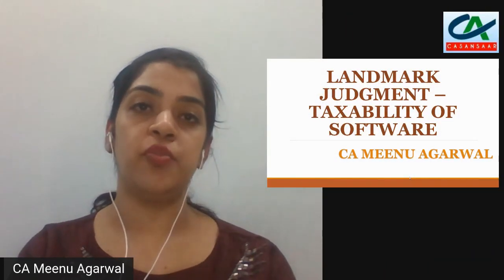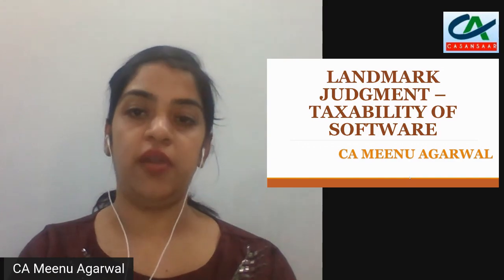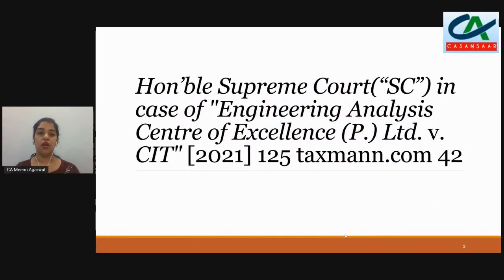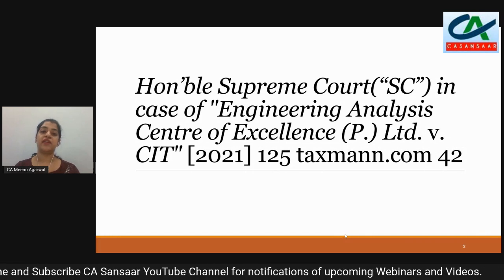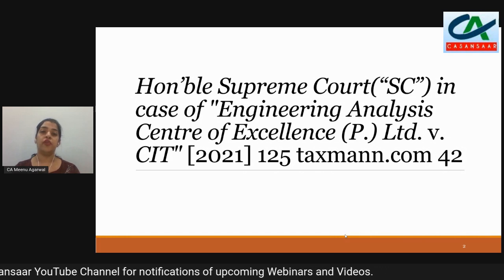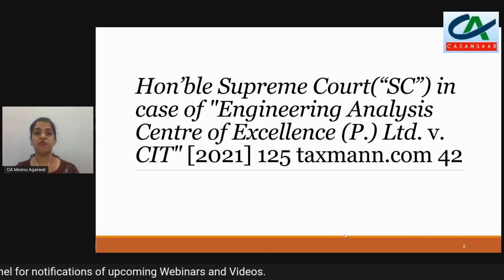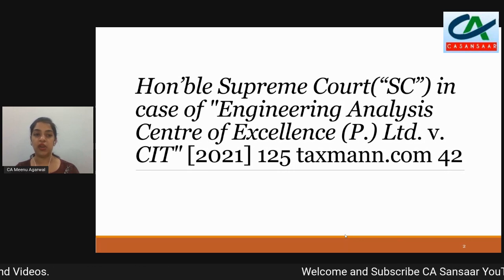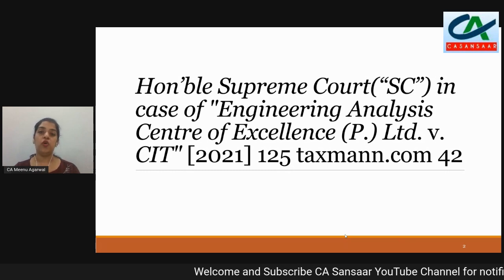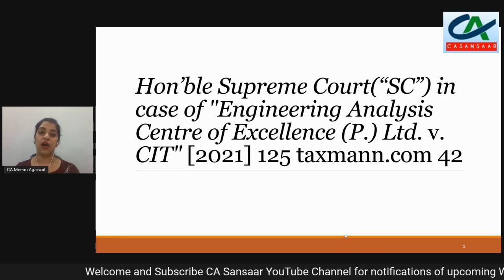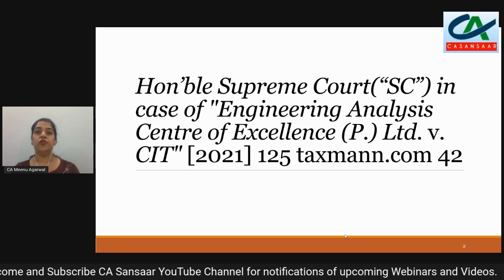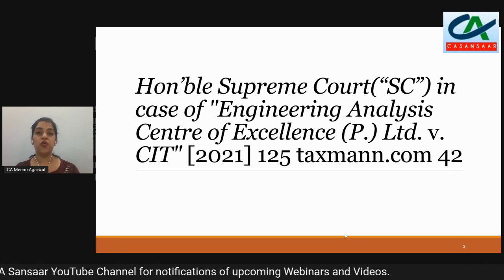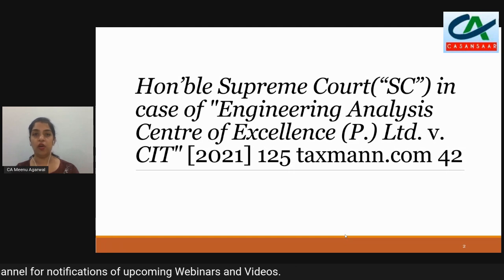So today's topic is going to be a landmark judgment by the Hon'ble Supreme Court in the case of taxability of software. The Honorable Supreme Court has concluded on the taxation of the payment towards the use of software in the case of Engineering Analysis Centre of Excellence Private Limited versus CIT. The Supreme Court has concluded more than 80 appeals in this decision, to understand whether the use of software should be treated as royalty or not.